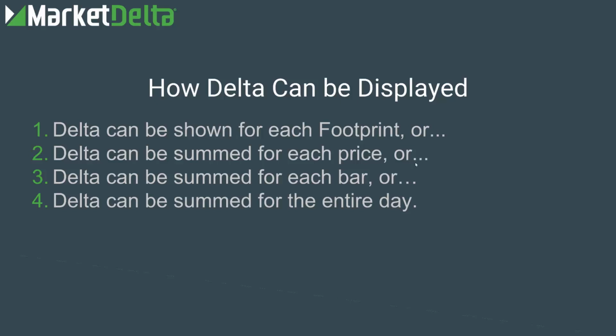Then delta for each bar is just the total delta for the bar. It sums up all the footprint values and gives us a single value for the bar. And then for the entire day, it sums up all the deltas for each bar to give us a running total of delta, which you can think of as a running total of order flow. Are they net long or are they net short? A lot of times that's called cumulative delta.